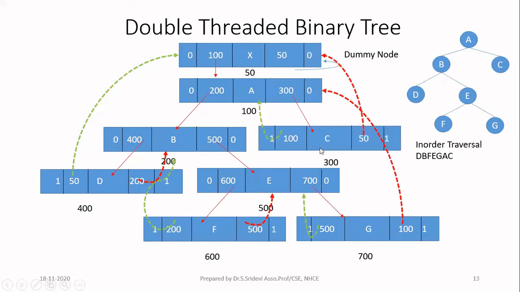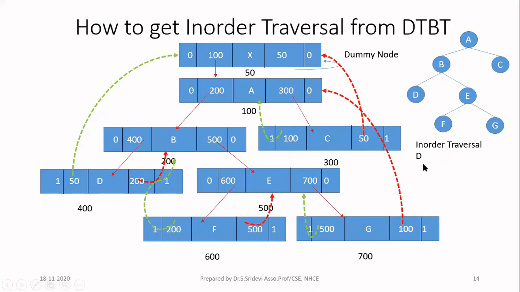Then for node C, the in-order predecessor is A. It is available at the address 100. Store it at the left pointer. And there is no in-order successor for node C. So in the right pointer, you have to store the address of the dummy node. So 50, I am storing in the right pointer. So this is how you are going to replace the threads with the help of the addresses of the in-order successor and predecessor. Now let us look at how to perform in-order traversal from this threaded binary tree.